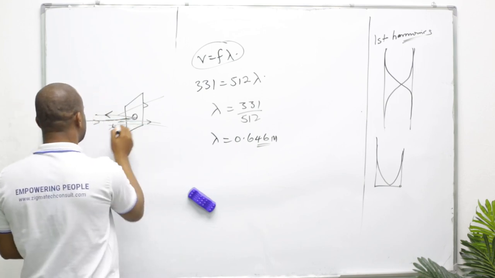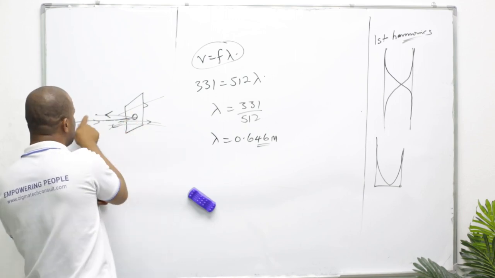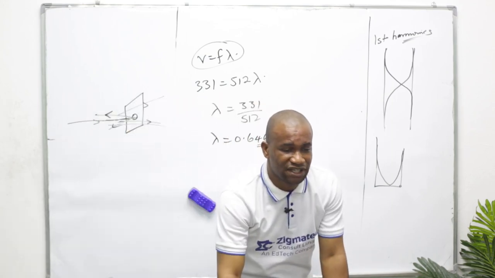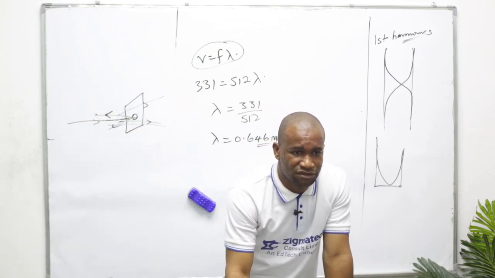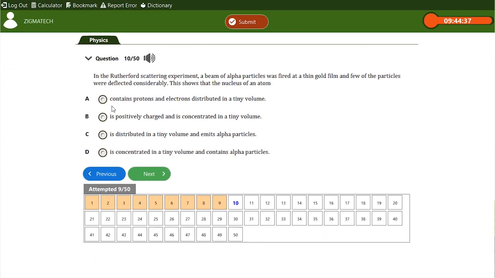He now asks himself, what must have made this not pass through while the other ones were able to pass through? He came up with this conclusion. Let's find out if one of his conclusions was captured in the options. A: This shows that the nucleus of an atom contains protons and electrons distributed in a tiny volume? No. B: Is positively charged and is concentrated in a tiny volume? I think this is okay.